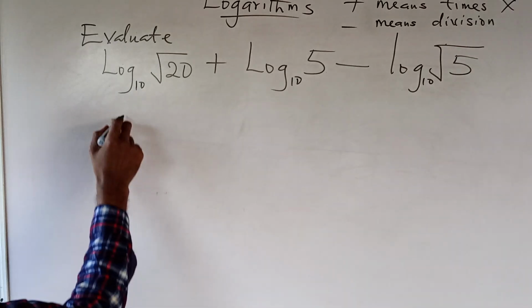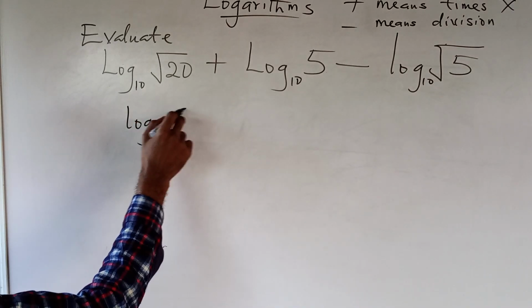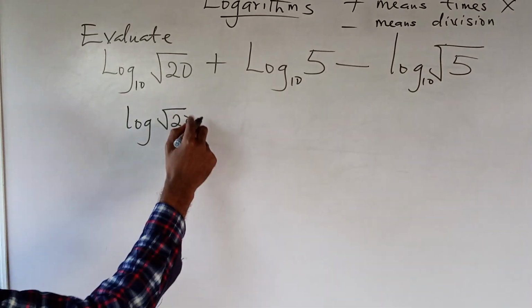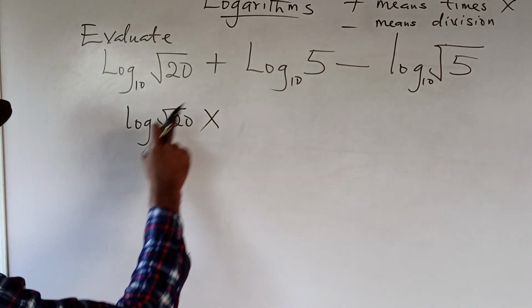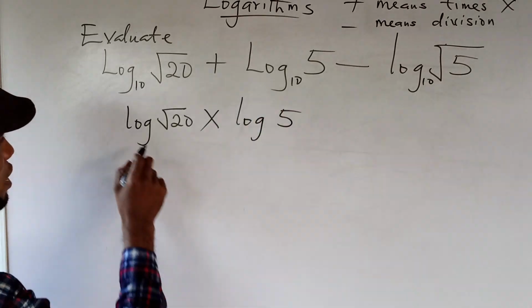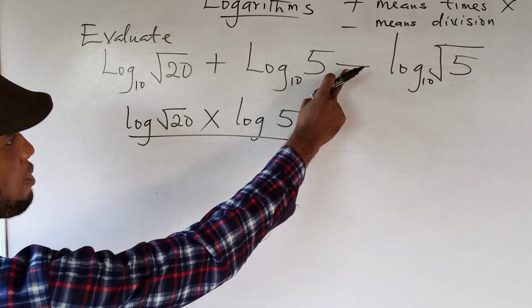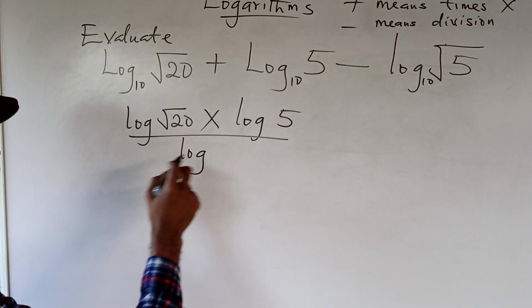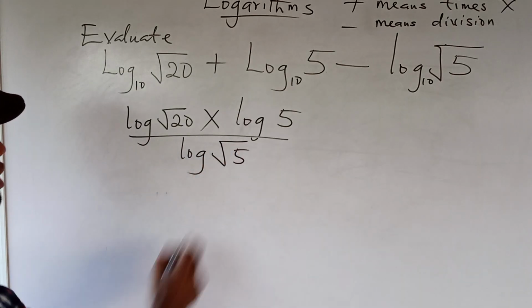Now what we are going to do is this. This thing now means log root 20. Remember I said plus means what? Plus means times. So that will be log root 20 times log 5. Then divided by, this minus becomes division, divided by log root 5.